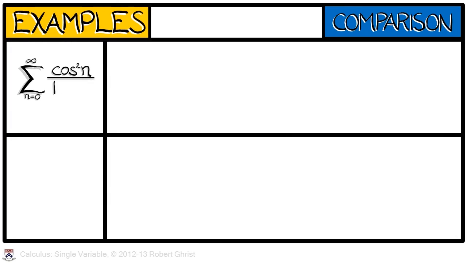P-series tend to be extremely helpful when using the comparison test. Consider the sum from 0 to infinity of cosine squared n over 1 plus the square root of n cubed. Let's let that be our a sub n. We can bound the numerator from above by 1, since cosine squared is always between 0 and 1. What can we do with that denominator? Well, the denominator is strictly larger than n to the 3 halves.